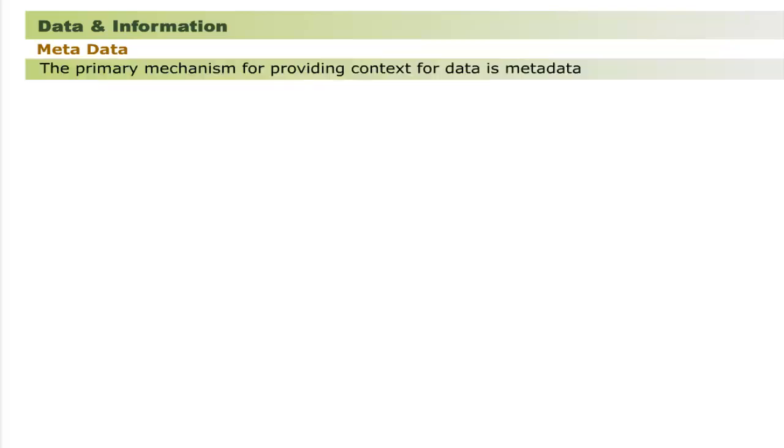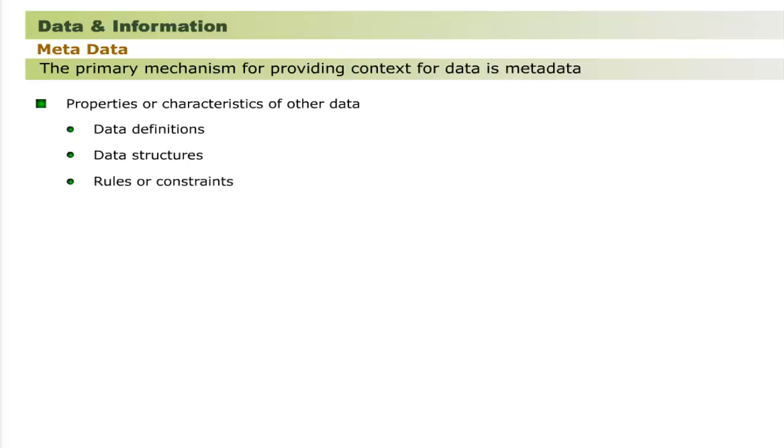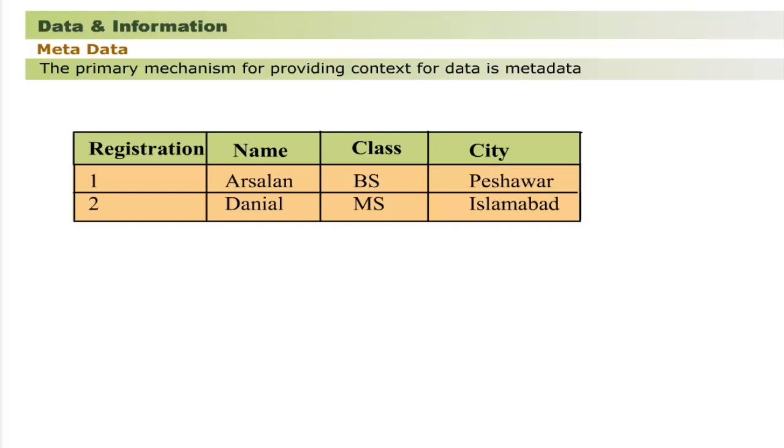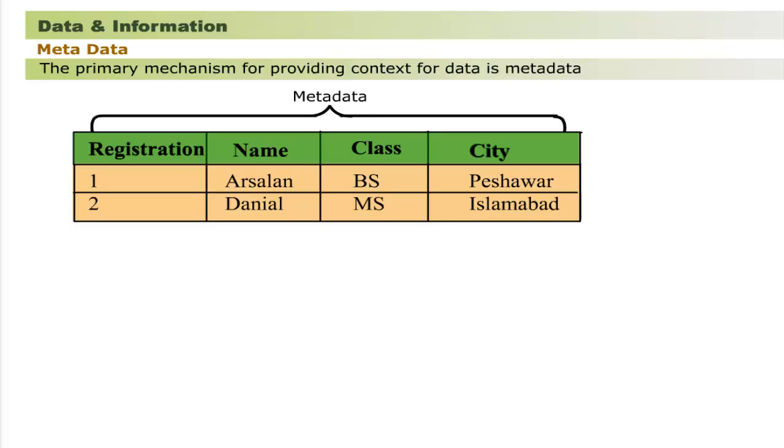Metadata. We just learned that data become useful only when placed in some context. The primary mechanism for providing context for data is metadata. Metadata are data that describe the properties or characteristics of other data. Some of these properties include data definitions, data structures, and rules or constraints. For example, in the given table, the registration number, name, class, and city are the metadata.